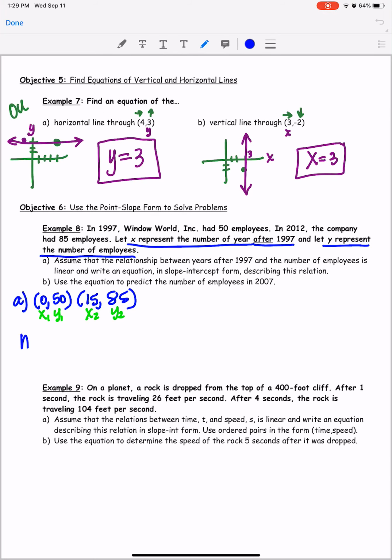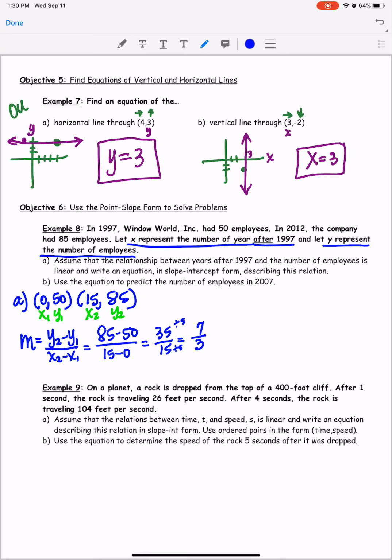Your slope formula is y2 minus y1 over x2 minus x1. So y2 minus y1 is 85 minus 50 over x2 minus x1. x2 is 15, x1 is 0. So simplify, we get 35 over 15, and I can reduce that. We can divide them both by 5. We're going to get 7 over 3 for my slope.